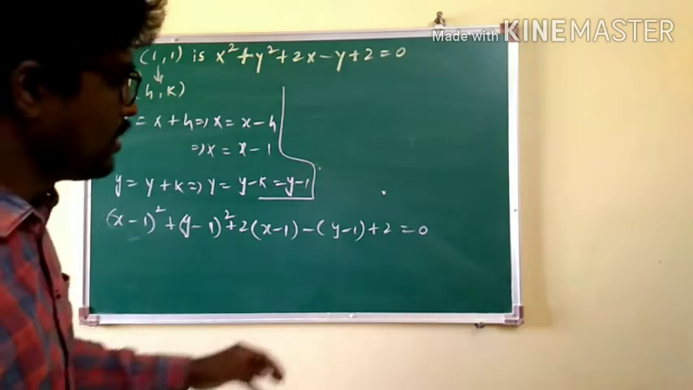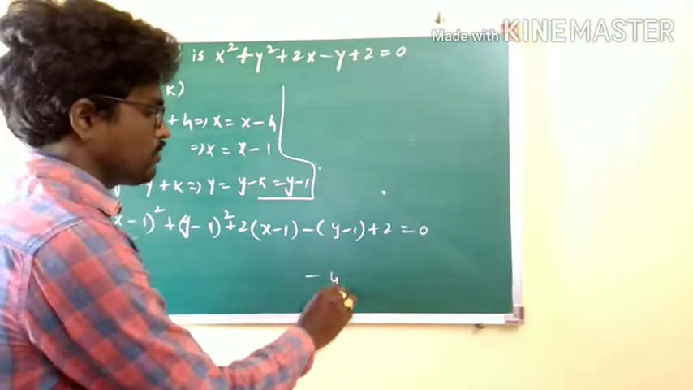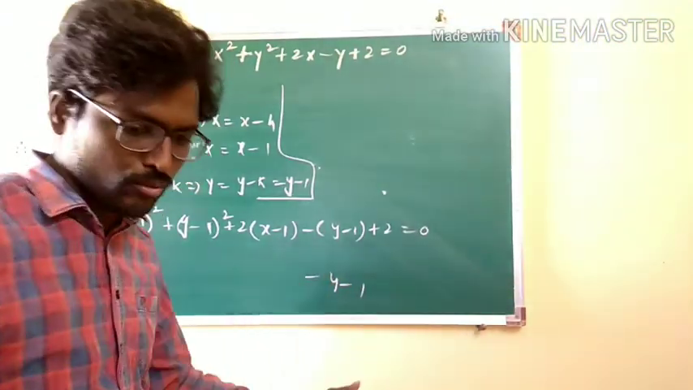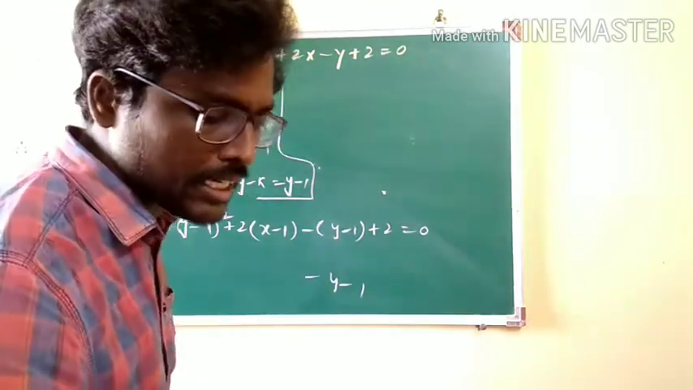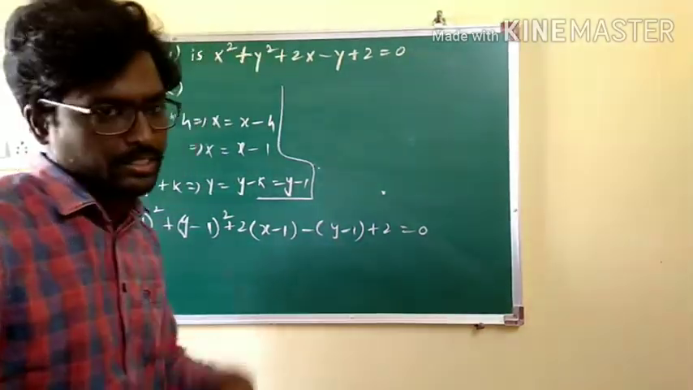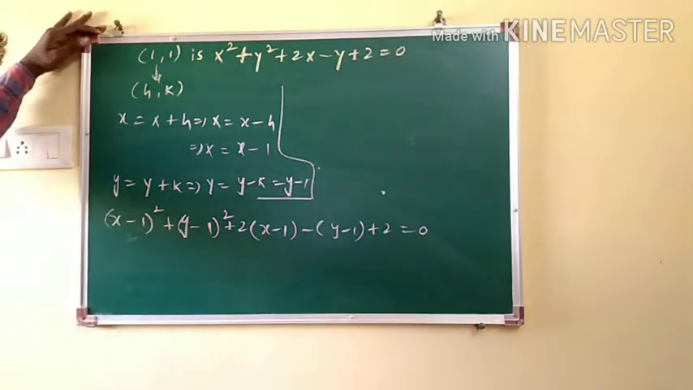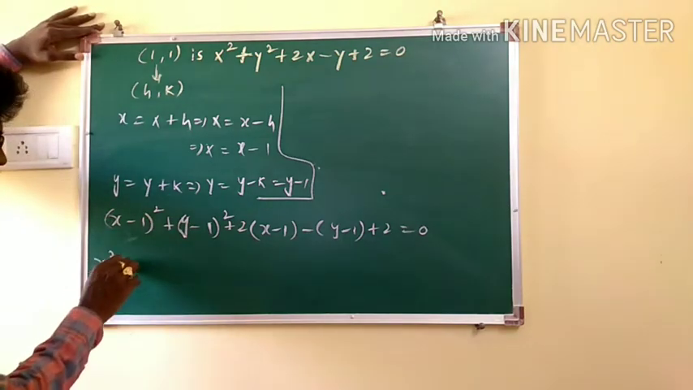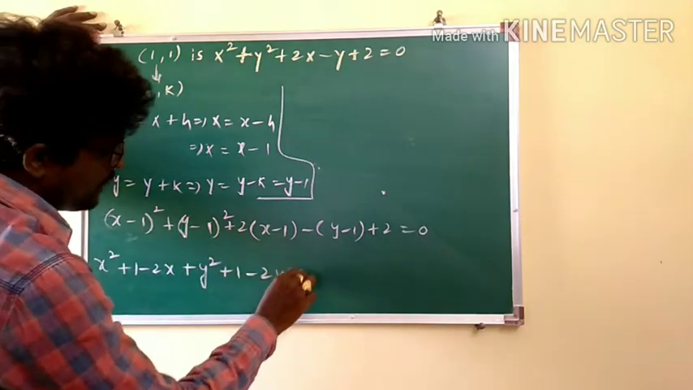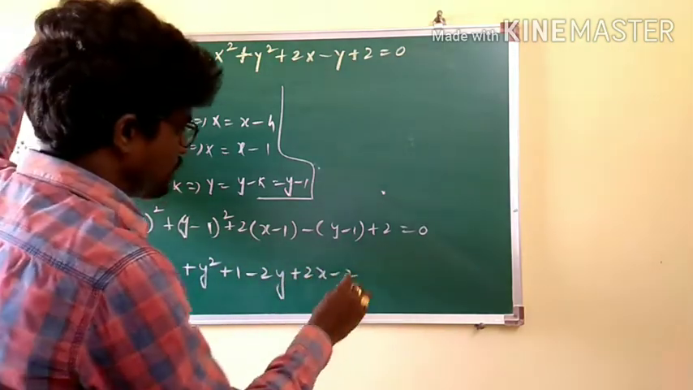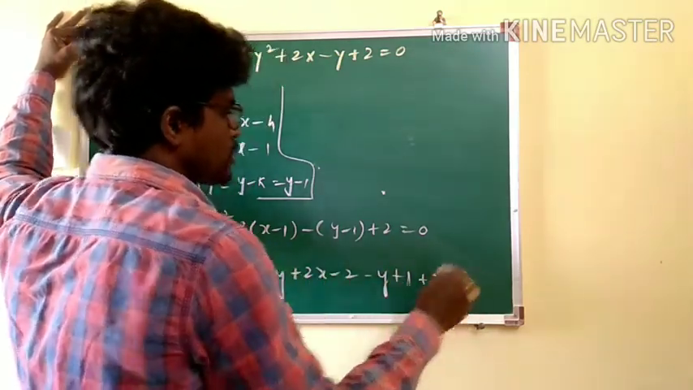Generally when there is no coefficient along with y, directly you may write minus y minus 1. Here it reflects some wrong output because when you are having a minus sign, you have to write its immediate expression under the bracket so that you will multiply it. Let's see the expansion according to a minus b whole square. X square plus 1 minus 2x plus y square plus 1 minus 2y plus 2x minus 2 minus y minus 2 minus plus 1 plus 2 is equal to 0.